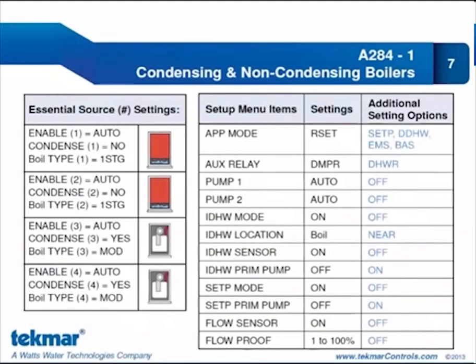On this slide, we're looking at the essential settings for this application. Now, one of the things that's different in the 284 is that a source menu exists for each of the boilers. And it's in this source menu that you enable the boiler and specify what type of boiler it is. If you remember, boilers 1 and 2 in our application were single stage on-off boilers. We enable them by selecting auto, we say no to the condensing question, and for boil type, they are both one stage. Boilers 3 and 4 are condensing modulating boilers.